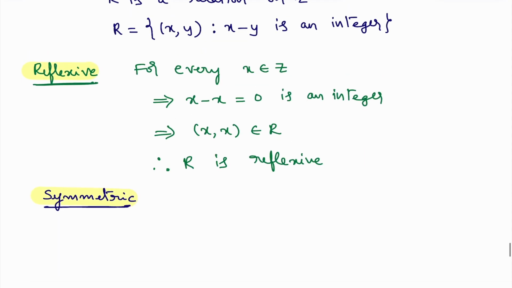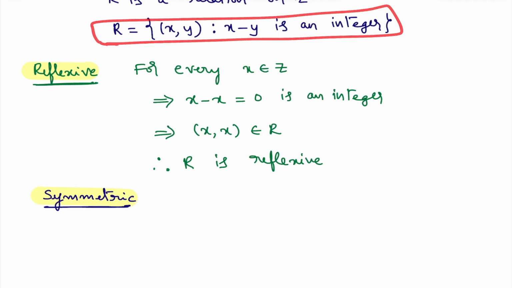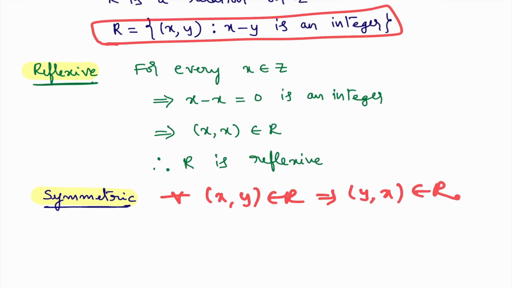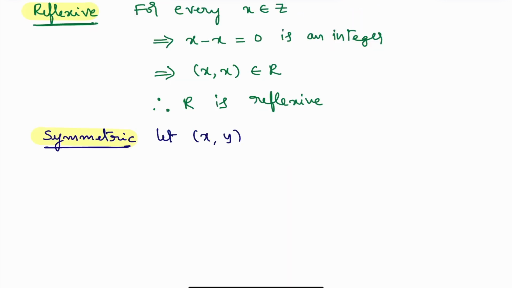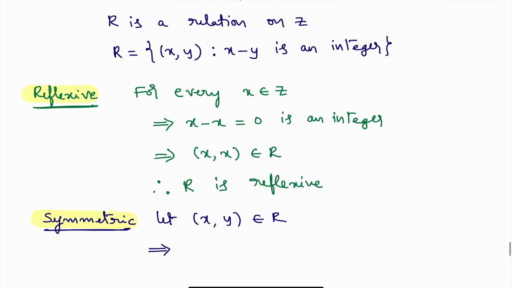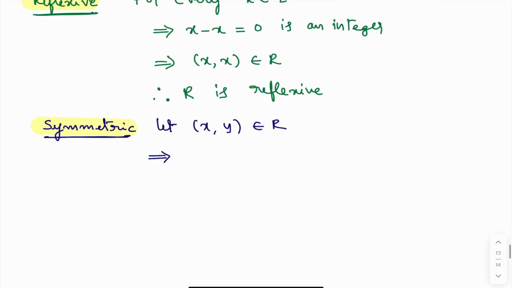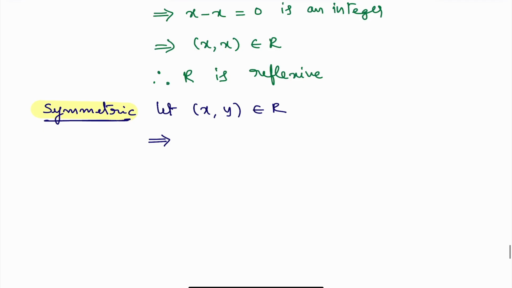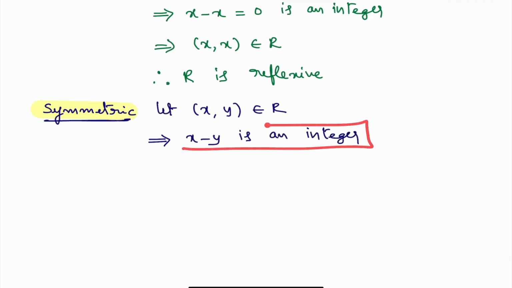Now, is this relation R symmetric or not? What is symmetric? For every ordered pair x comma y in the relation, if the ordered pair y comma x also belongs to the relation, then we say that the relation is symmetric. Now I'll take one ordered pair from this relation. You take x comma y in the relation R. If x comma y is in the relation R, it indicates that as per the definition, x minus y is an integer. As I have taken x comma y in the relation, I can say that x minus y is an integer.